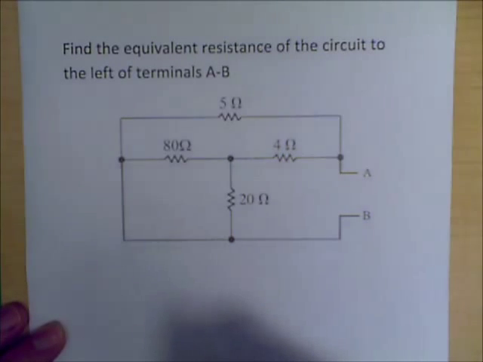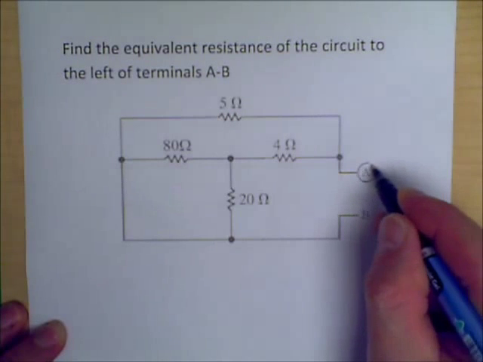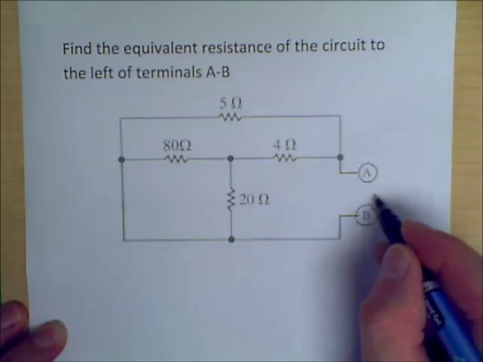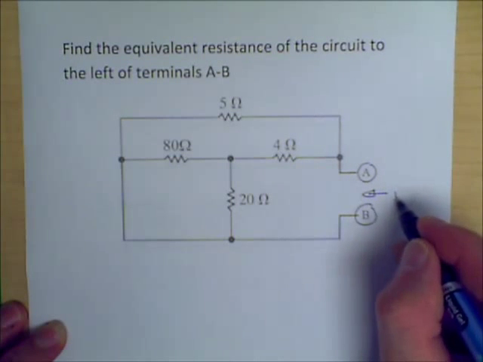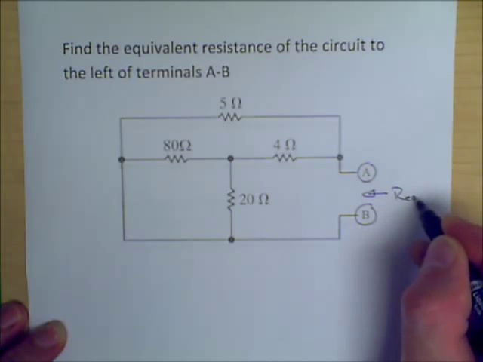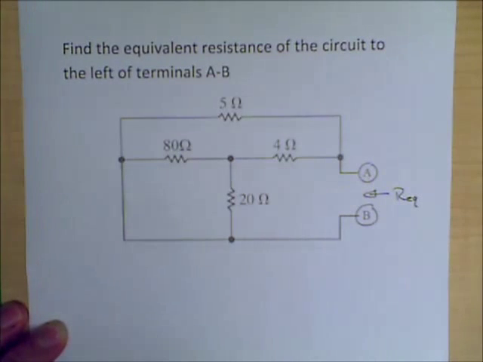Here's an example of a circuit where we're asked to find the equivalent resistance of the circuit to the left of terminals A and B. So we're looking to determine the input resistance looking in through those two terminals.